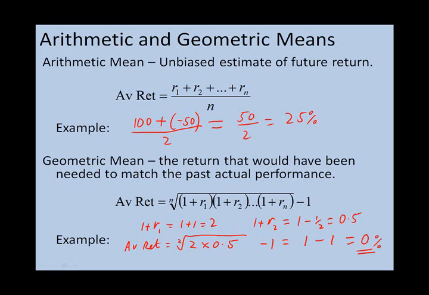If we're thinking about performance evaluation or performance measurement, if we're wanting to judge how a manager has performed in the past, maybe to reward the manager, the geometric mean may be more appropriate. If we're thinking about what's going to happen in the future to this fund manager and how they are going to perform going forwards, then the arithmetic mean may be a more appropriate measure. But you should be aware of both and that there are big differences between them.